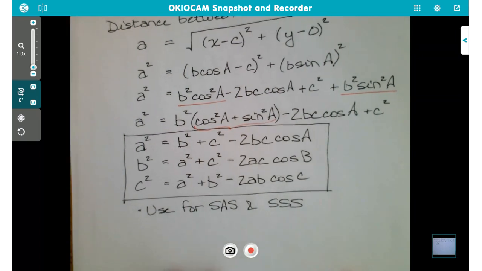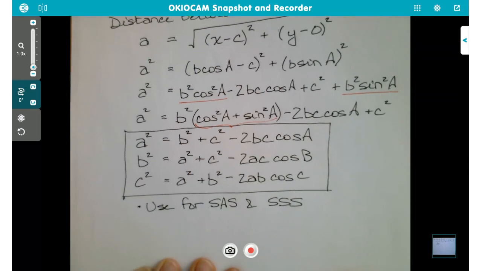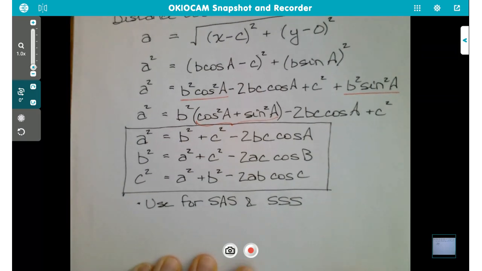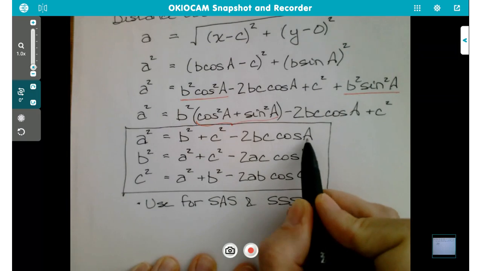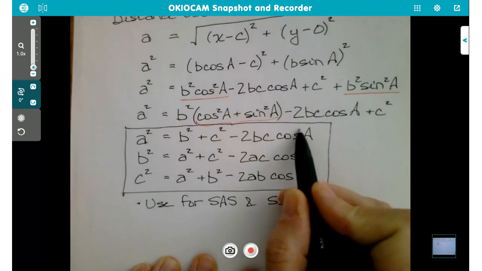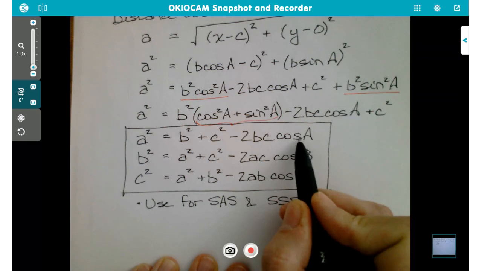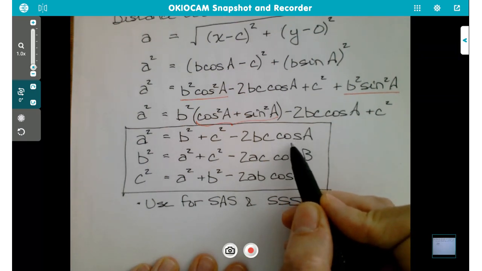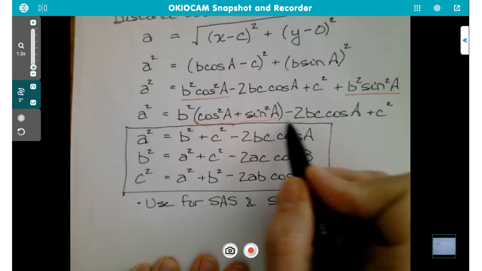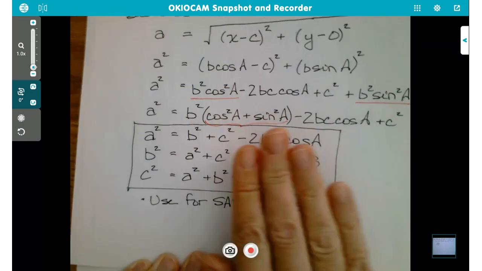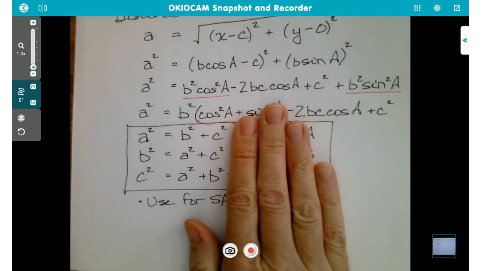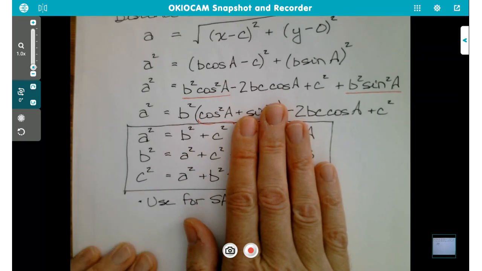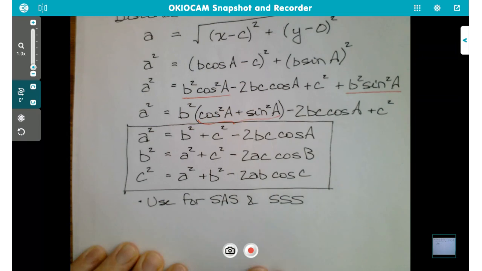I'm also going to point out if the triangle happens to be a right triangle, so that my angle is 90 degrees, the cosine of 90 degrees is 0. So if I'm in a right triangle, this whole last term becomes times 0, and we get the Pythagorean theorem as we have known it for a long time. So it's consistent with everything we already know.